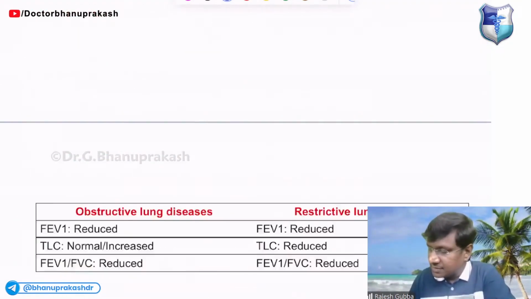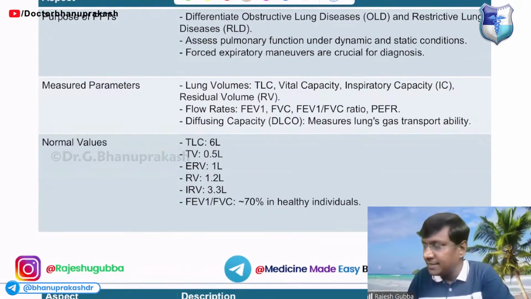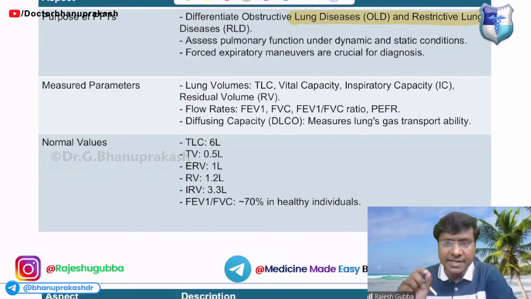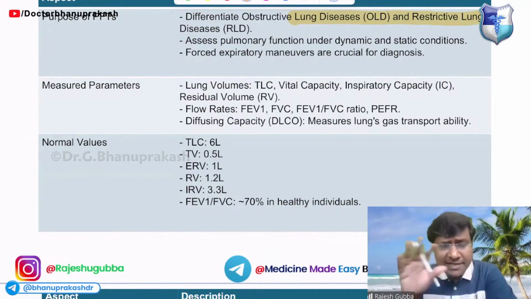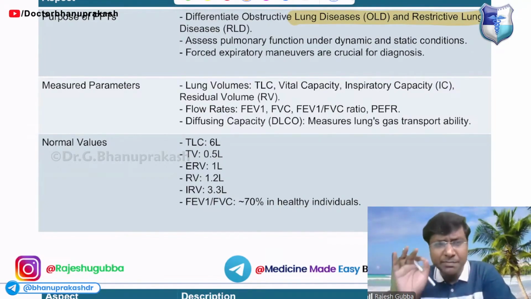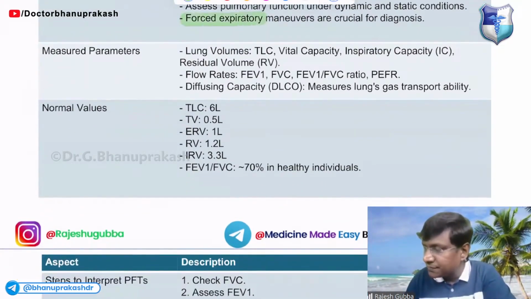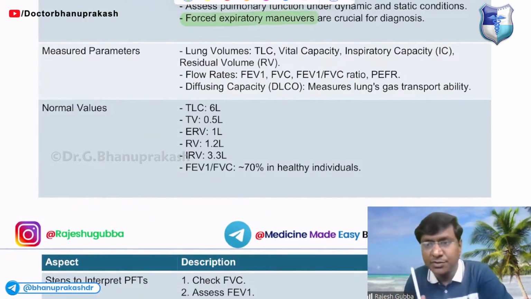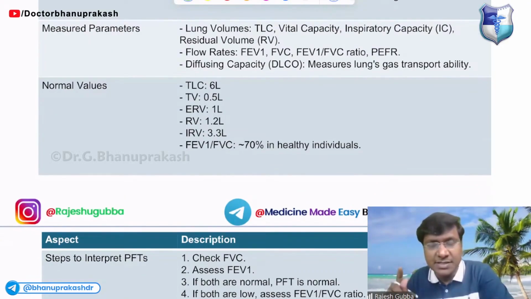What exactly is the purpose of the pulmonary function test? The purpose of the pulmonary function test is mainly to differentiate obstructive lung diseases from restrictive lung diseases. In this entire test, the very important maneuver crucial for the diagnosis is the forced expiratory maneuver. Now, what are the various volumes and capacities that you have? You have capacities like total lung capacity, vital capacity, inspiratory capacity, and residual volume.